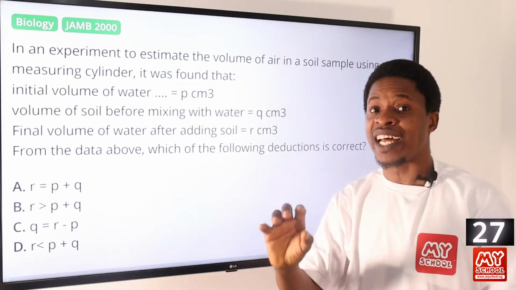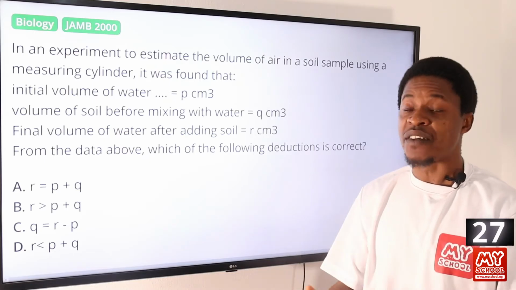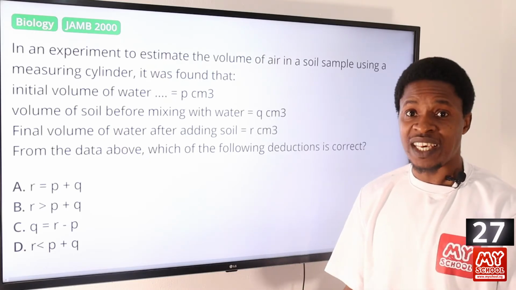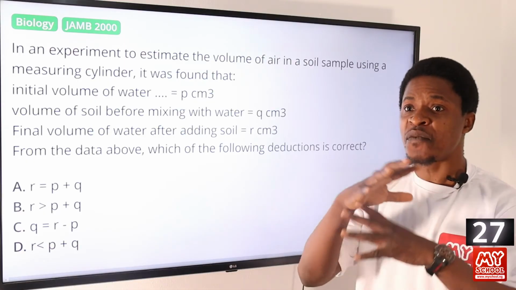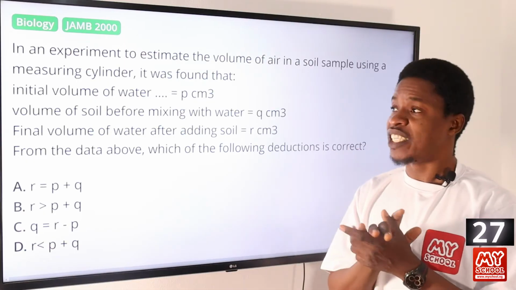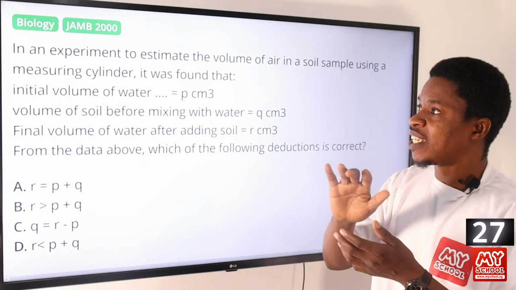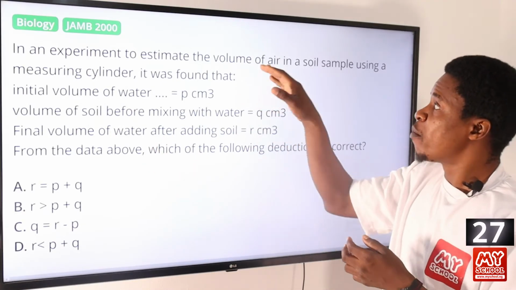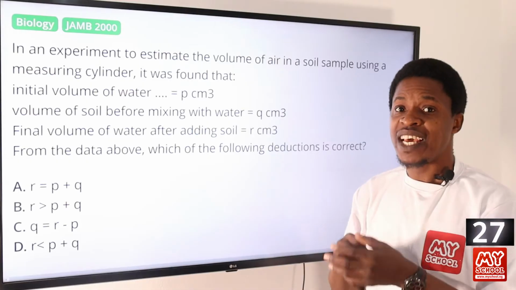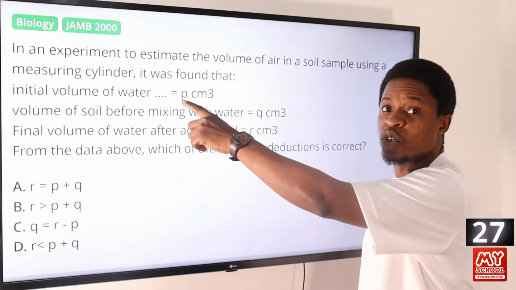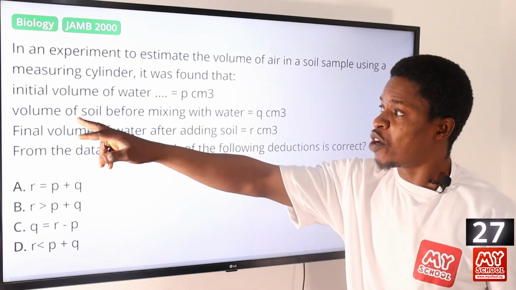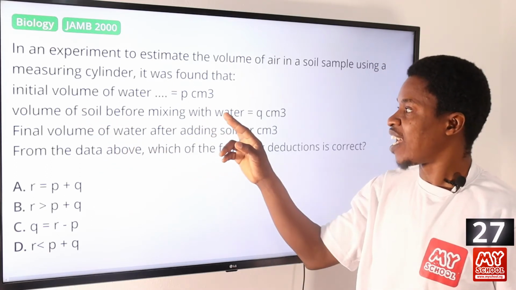First, you must understand that we can find air in water, we can find air in soil, and we can even find water in the soil because of the moisture content. There are different substances you can find in the soil, but for this experiment we want to estimate the volume of air present in the soil. We were given that the initial volume of water was P cm cubed, then the volume of soil before mixing with water was Q.